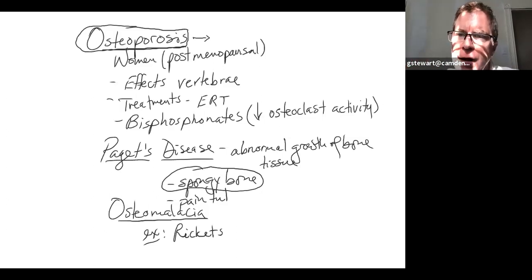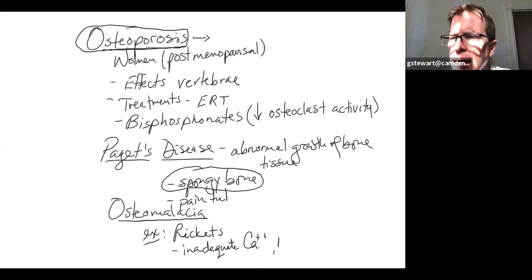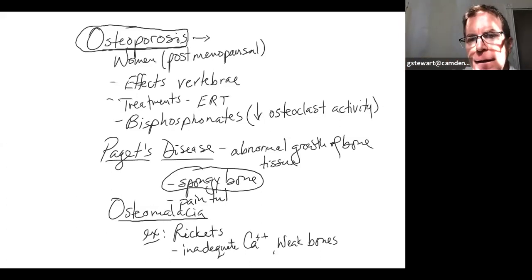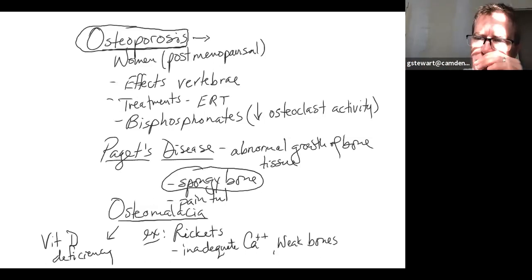And it's from inadequate calcium mostly, or calcium phosphates being deposited into the bone. So the bones are weak and malformed. The last thing I'm going to say is this is largely due to a vitamin D deficiency, which can contribute to this as well. Not just a lack of calcium in the diet.